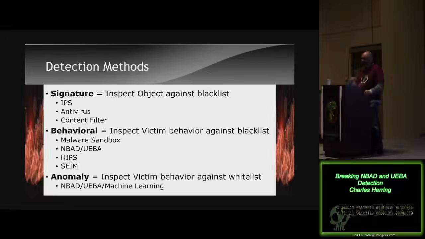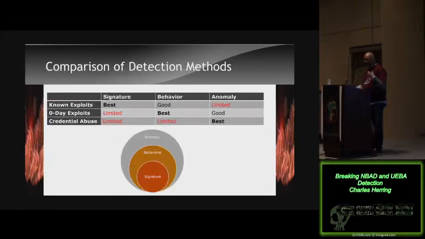So you don't know that the object's bad at the time, but you know that the following behaviors triggered by it are bad. And then anomaly detection is looking at every possible behavior and then categorizing it as good or bad. And so something that's anomalous is just uncategorized. It's not normal.